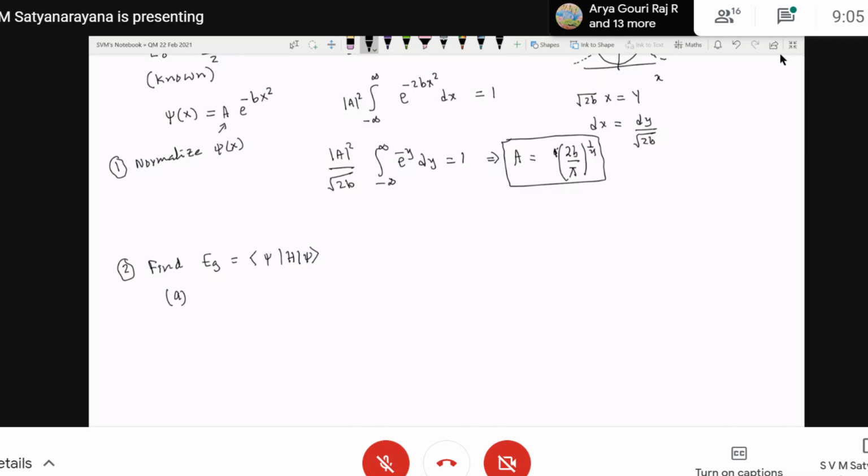First, we will find out the expectation value of the kinetic energy. That is equal to integral minus infinity to infinity psi star of x, anyway, this is a real function, so let me write it like this, and then, of course, I have minus h bar square into dou square psi by dou x square.